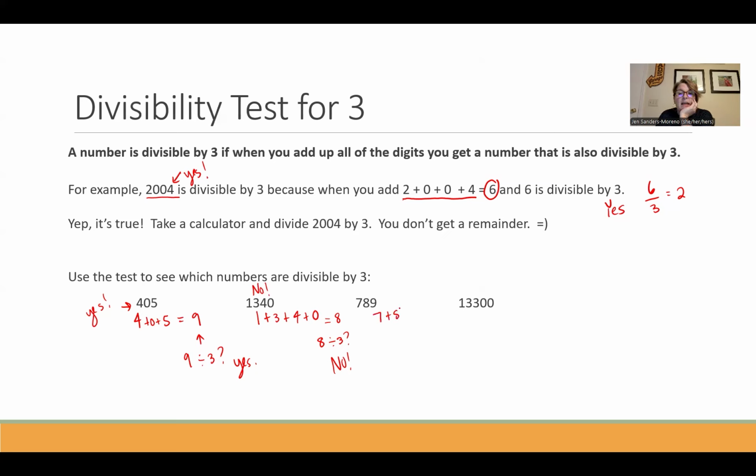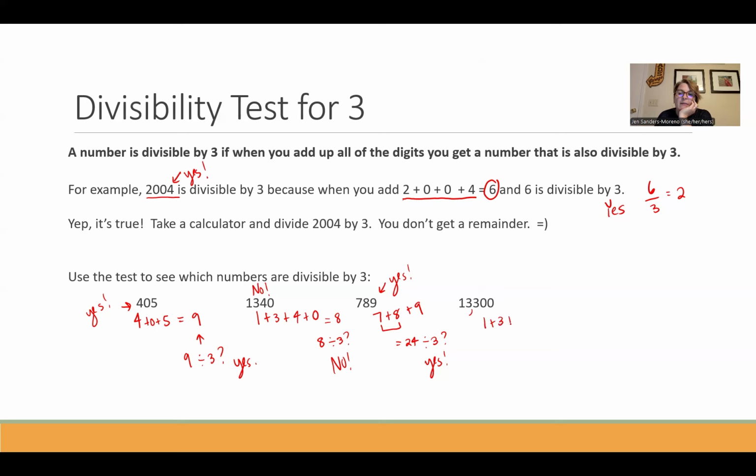Okay, let's try another one. 7 plus 8 plus 9. Okay, so let's see, that's 15. 9 more is 24. Is 24 divisible by 3? Heck yeah, it is. So again, if you get a yes here, it means that this one originally was a yes. Woo.